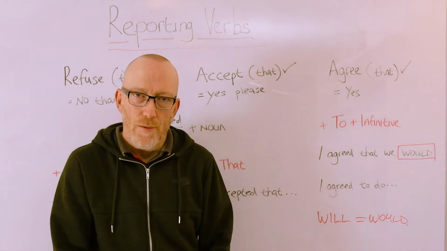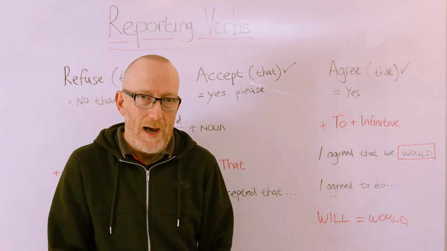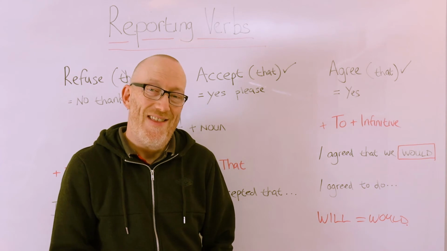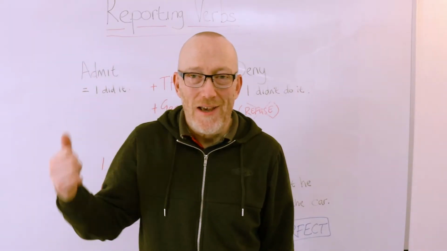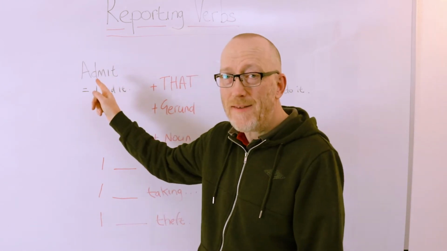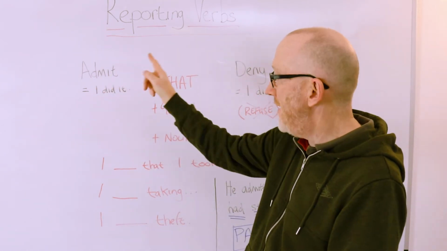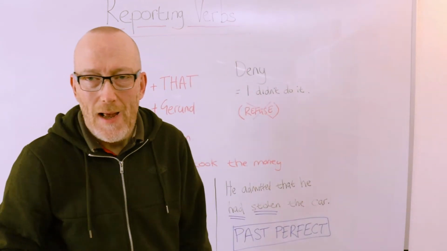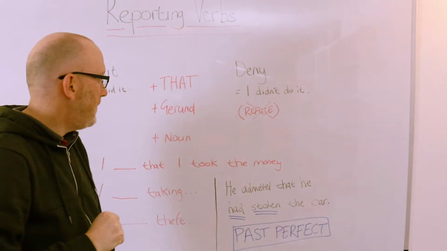Okay? So those are your next 3 verbs. I've got another 2 verbs for you in the next lesson. Let's take a look at another 2 verbs. And on the board now you can see admit and deny. Admit and deny. Let's make sure we understand what these verbs mean first of all.